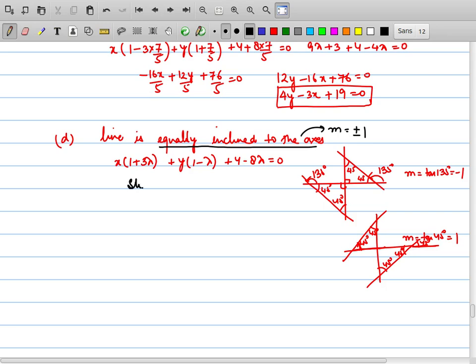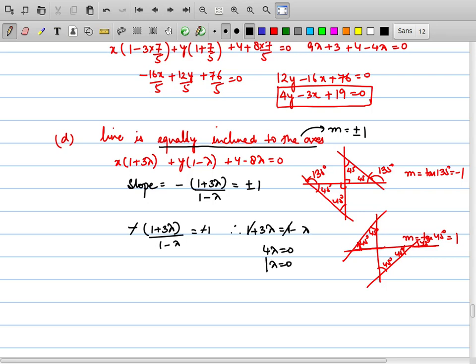Now what is the slope of our line? Slope is minus coefficient of x upon coefficient of y, and this value has to be either +1 or -1. So we will solve it one by one. -(1 plus 3 lambda) upon (1 minus lambda) is what? -1. Therefore 1 plus 3 lambda is equal to 1 minus lambda. Lambda goes. Therefore we have 4 lambda equals to 0. Lambda equals to 0. Now if we put lambda equals to 0, if you look closely, we'll get what? We'll get the first equation itself.